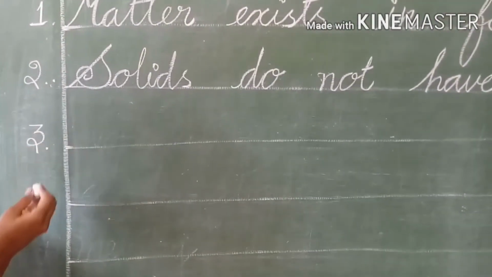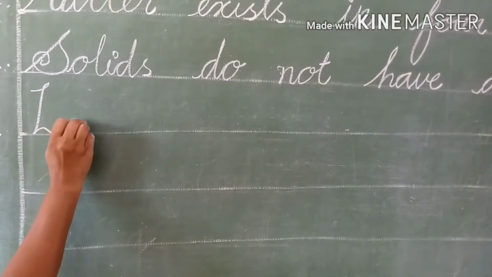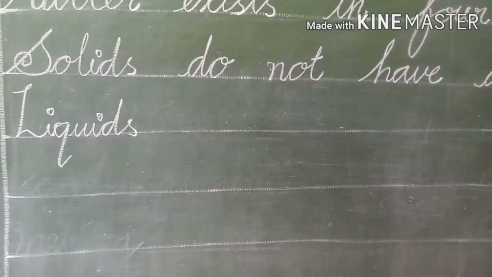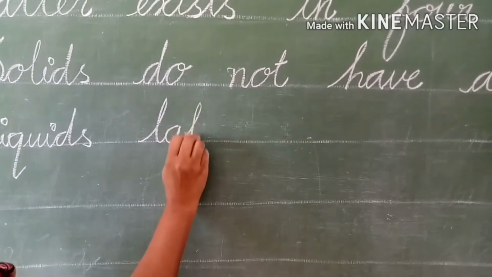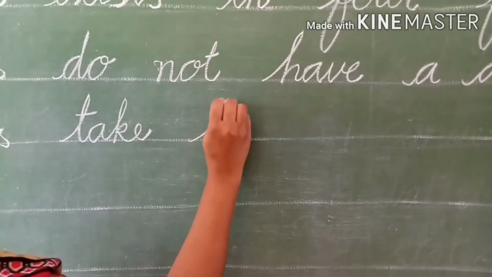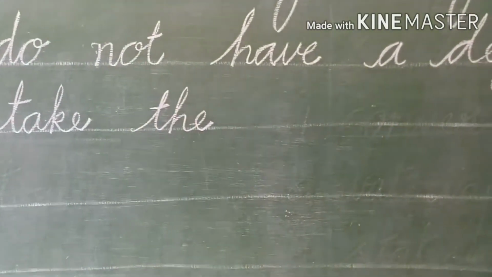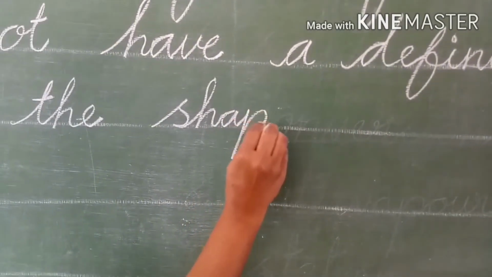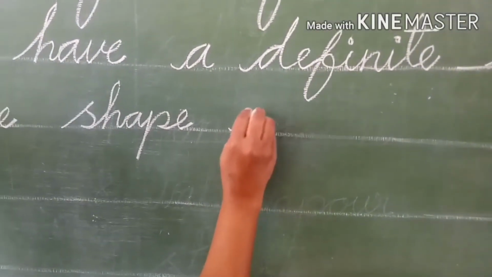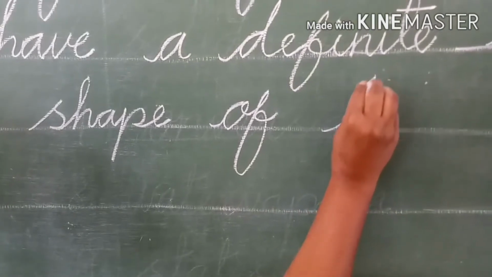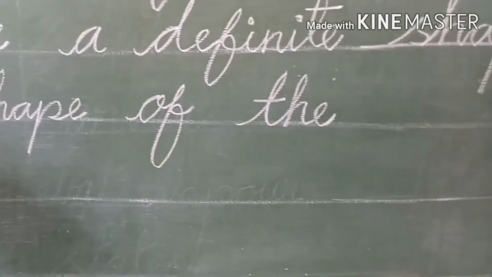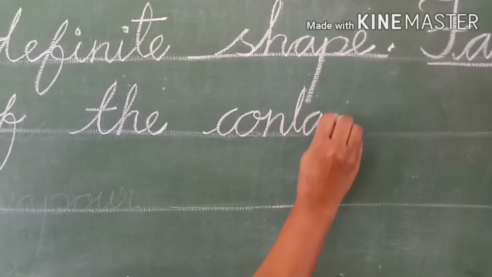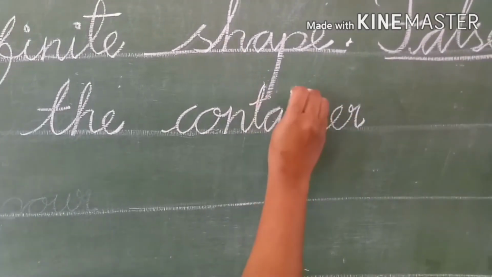Now write number 3. Liquids take the shape of the container.